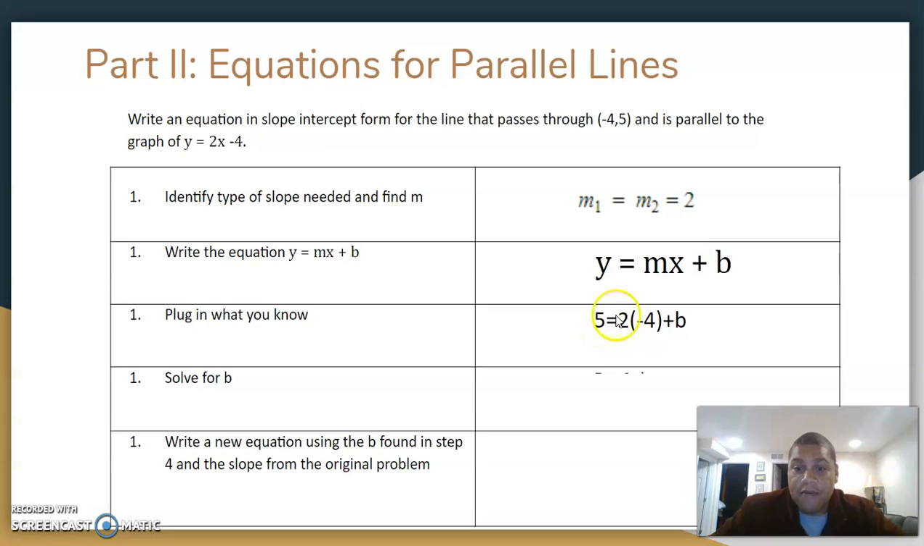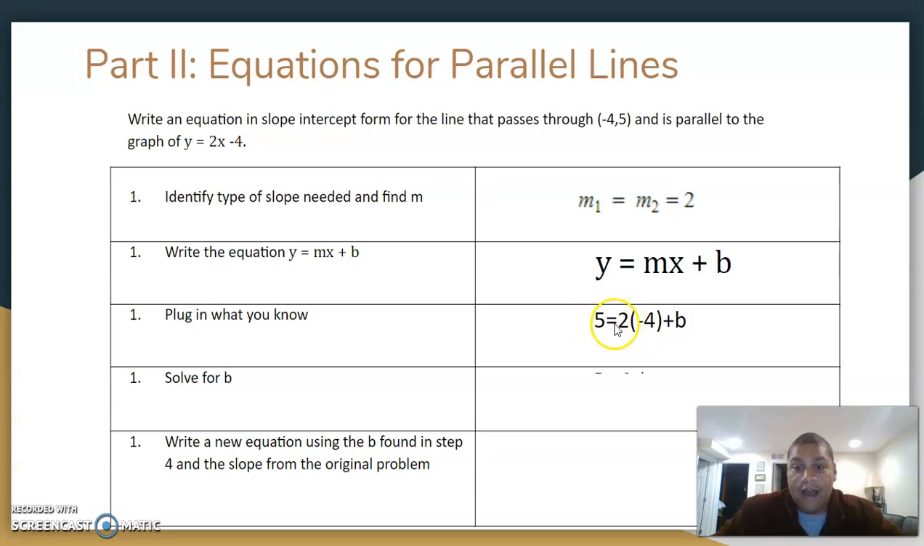Y is 5, m is 2, x is -4, and we don't know what b is. This is the most common mistake with these problems: they'll go, oh, b is -4. No, we're trying to find a new b because we're trying to find a new line. So we need to find that new b, but the slope is the same, so we plug in the slope.